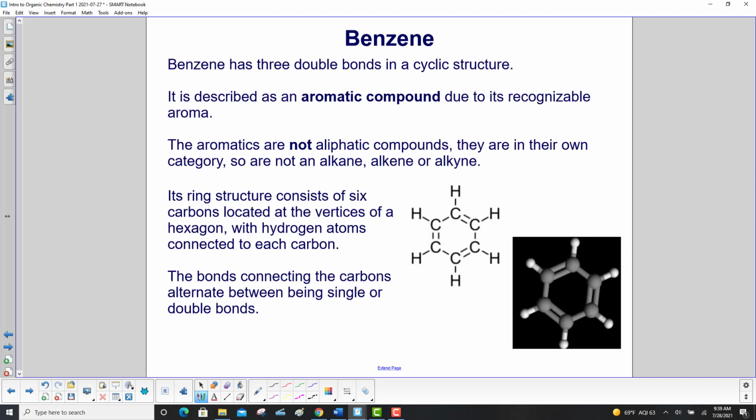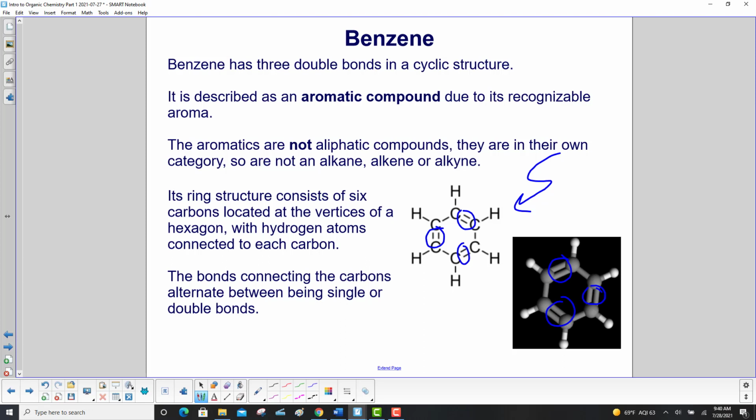Benzene has 3 double bonds in a cyclic structure. So here's the structure of benzene, and here's a double, here's a double, here's a double, and on the ball and stick model, it also shows 3 double bonds. It is described as an aromatic compound due to its recognizable aroma. The aromatics are not aliphatic compounds. They are in their own category, so they are not an alkane, alkene, or alkyne.